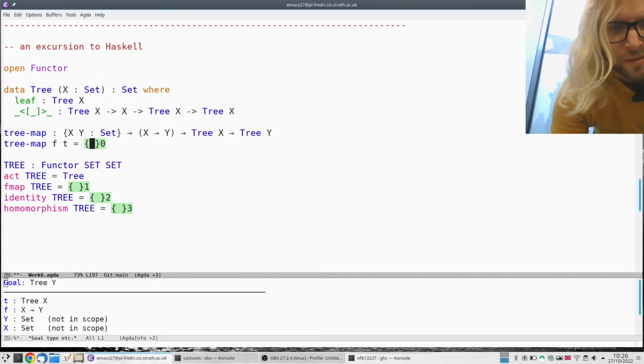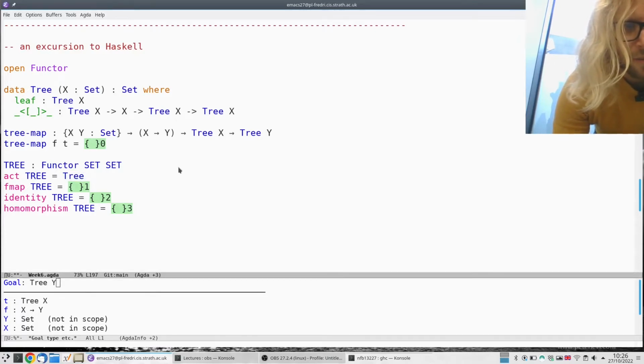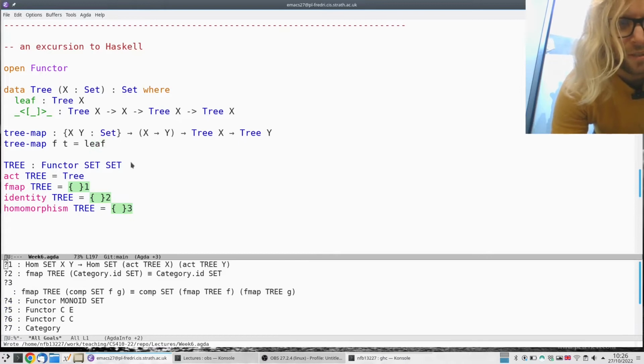Now we are back on familiar ground. So we have a function from X to Y. We have a tree of X and we want to make a tree of Y. And what can we do? Well, we have two choices. We could immediately give back a tree, or we can look at our input tree, right? So you could say, well, we could ask auto, and auto will say, let's just give back leaf.